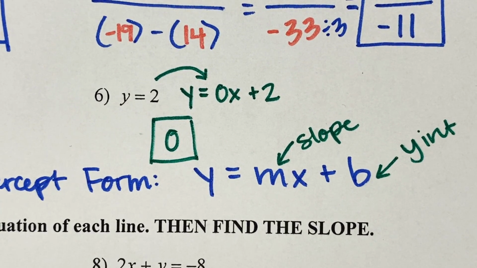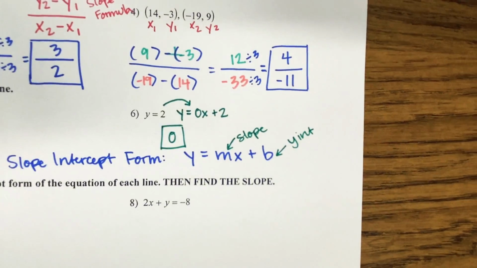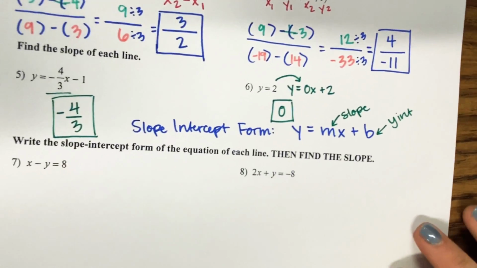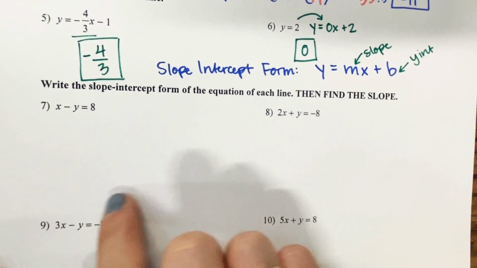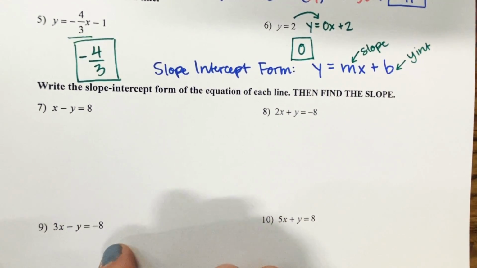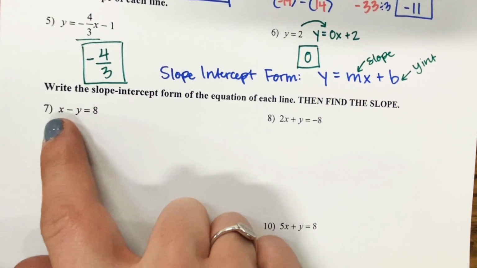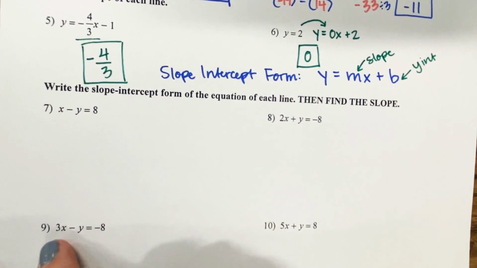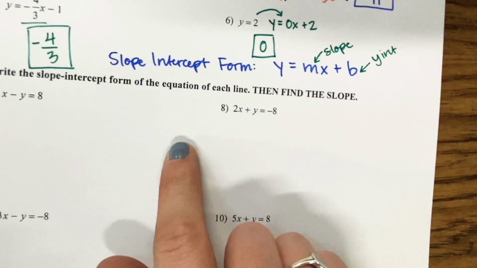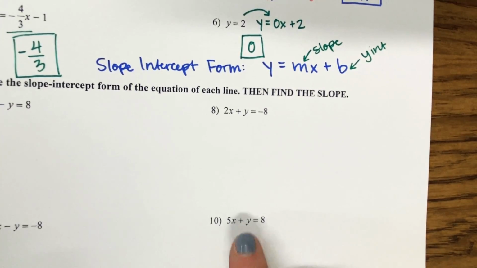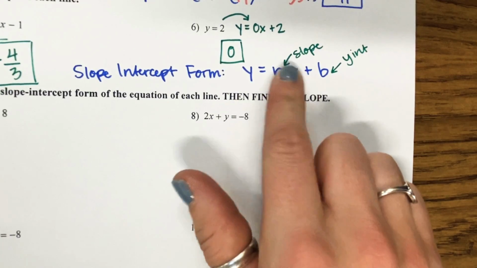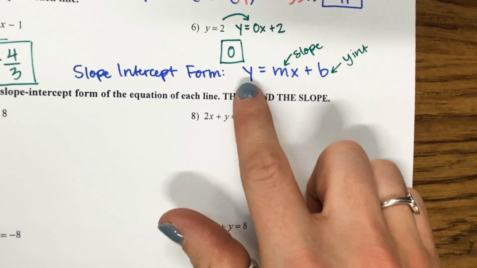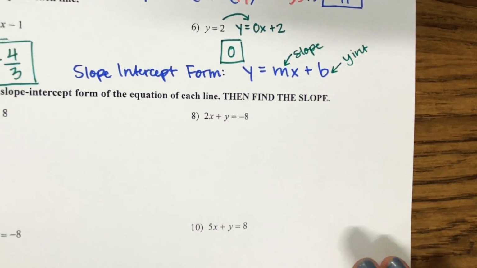All right. Now we're going to still use this slope-intercept form, because for 7 through 10, we are asked to rewrite these equations, which are in standard form, meaning the x and the y's are on the same side: xy, xy, xy, and xy. We need to rewrite them in slope-intercept form so that the y is the only thing on that side.